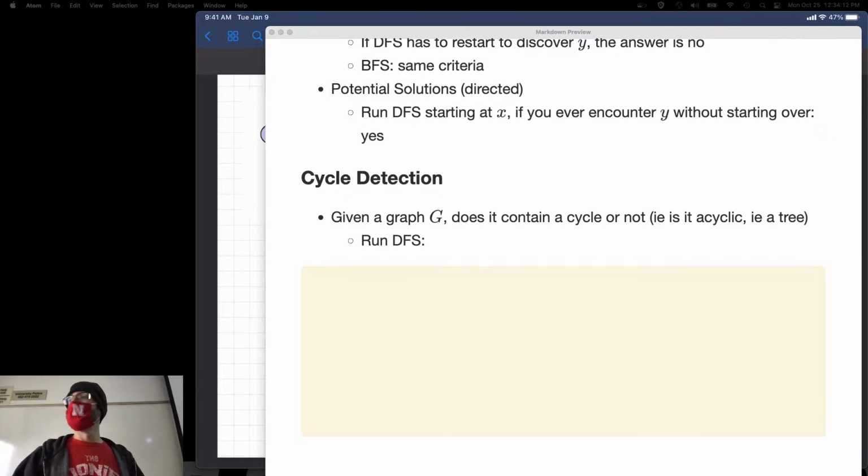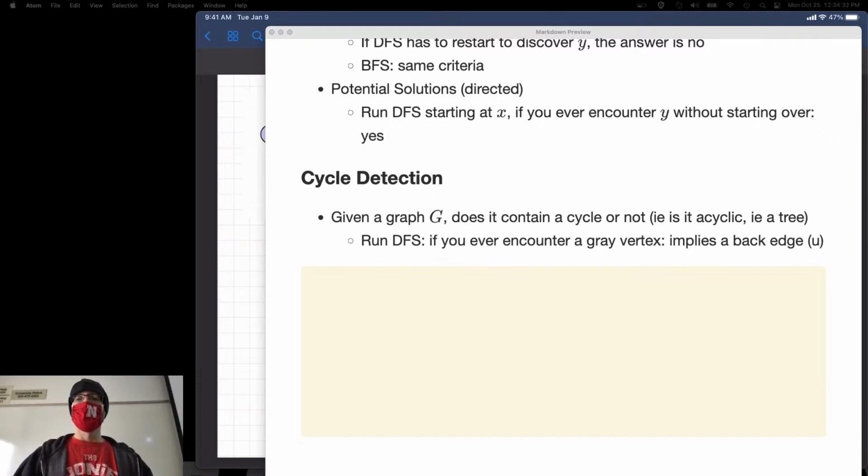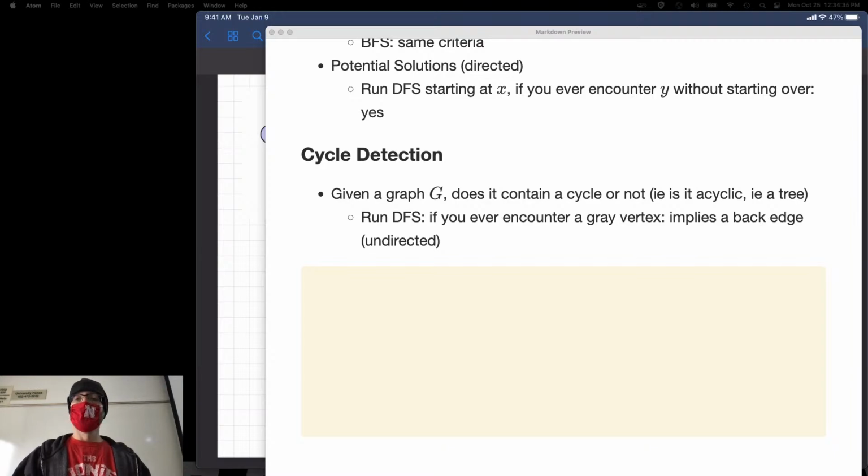Go ahead. Well, you run DFS and you encounter gray vertices. If you ever encounter a gray vertex, then that implies a back edge. This is for undirected, and therefore implies a cycle. Good.